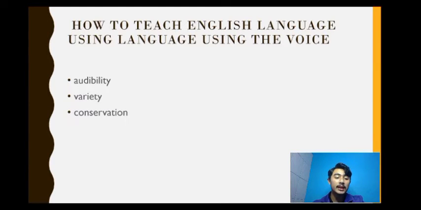Number one, audibility. A teacher has to have an audible voice, because a rasping voice is always unpleasant, and teachers shouldn't speak too softly. And number two, variety. As a teacher, we have to vary our voice, because speaking quality is an equally effective way to get student attention. And number three, conservation. Teachers have to breathe properly and relax.